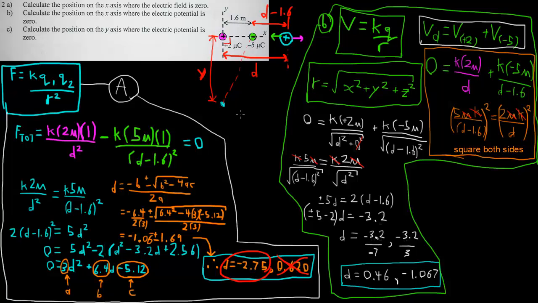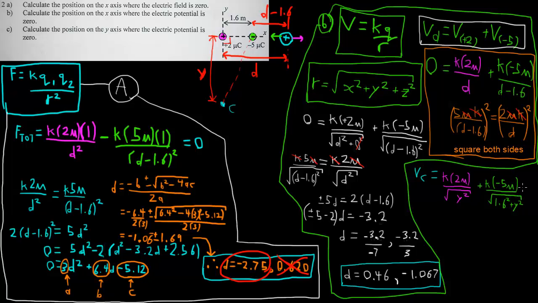So let me write it out. We take the potential at this point C, applying this formula here, using Pythagoras' theorem, or using this equation here for three-dimensional Cartesian coordinates. We have k times 2 micro over the square root of y squared, because the distance from here to here is just y. And here, the distance in the x direction is 1.6, and the distance in the y direction is y, so the square root of 1.6 squared plus y squared.